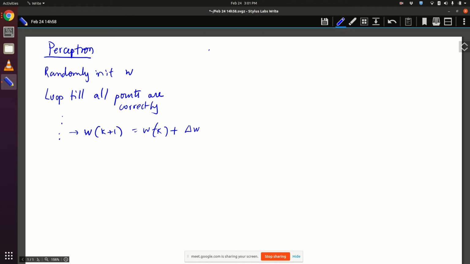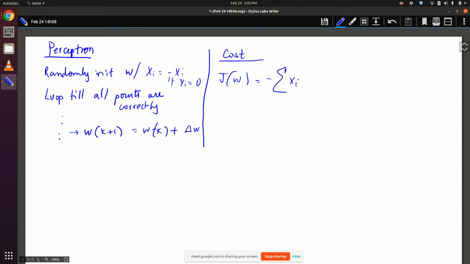Okay, so now we saw this, and then we also understood that this is the variant which I'm talking about. Here you also have the step that x_i is equal to minus x_i if y_i is equal to 0. So this also has been done. For this particular setup, we also have a cost function, or goodness of it, J(w), given by negative w transpose x_i, and we only sum those i's such that w transpose x_i is less than 0.